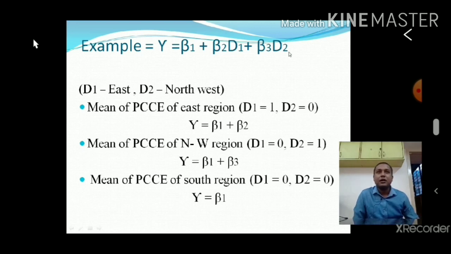With that we compare. Now, to put it in a nutshell, this is the model with which we are going to run the regression in SPSS. To find the mean per capita consumption expenditure of east, y is equal to beta 1 plus beta 2. For northwest, y is equal to beta 1 plus beta 3. For south region, y is equal to beta 1. That means when we run the regression function, beta 1 will be the south region per capita consumption expenditure. When we add beta 1 and beta 3, it will be the mean of northwest region, and when we add beta 1 and beta 2, it will be the mean of east region.